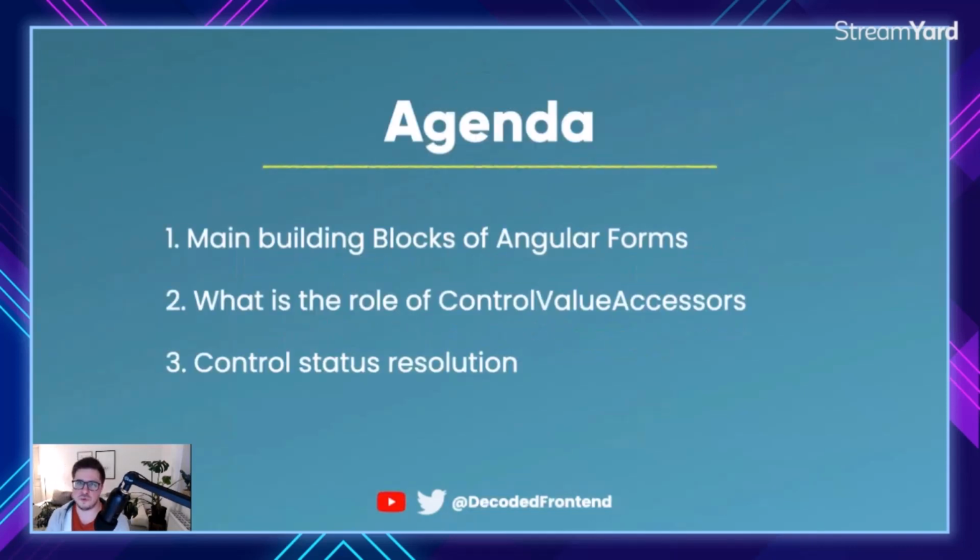So this is the quick agenda. These are the things we'll try to learn today. We will try to figure out what the main building blocks of Angular forms are. We will learn what the role of the control value accessors is, and we will see how a control value accessor is being used by Angular forms under the hood. And we will also learn what control statuses are and how they are being resolved. So yeah, I think this is the intro, and we are ready to proceed and try to find the answer for the first question about main building blocks.